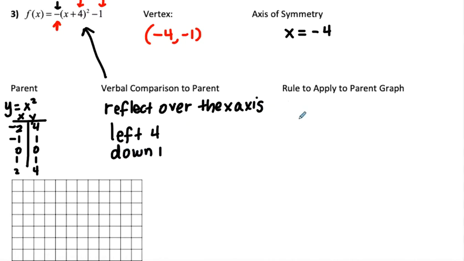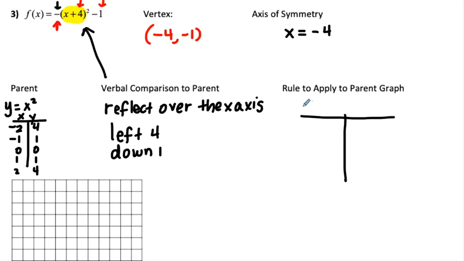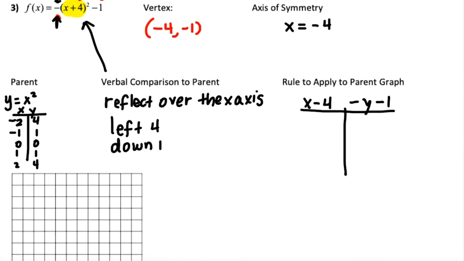All right, what rule are we going to apply to our parent? Okay, remember, inside the function affects x, outside y to help us. Inside the function is here. So I'm going to take all of my x's and I'm going to subtract 4. Okay, and all of my y's, I'm going to subtract 1, but this is actually being multiplied to my y's. So I'm going to do -y minus 1. Negative y minus 1.